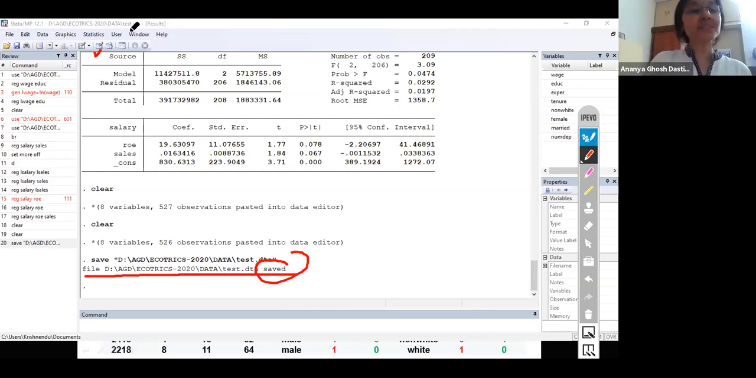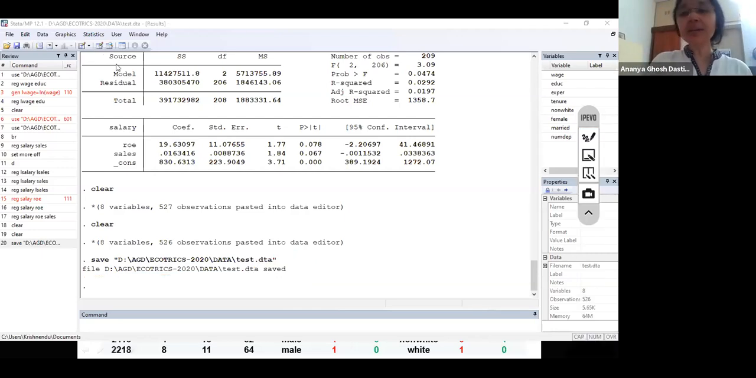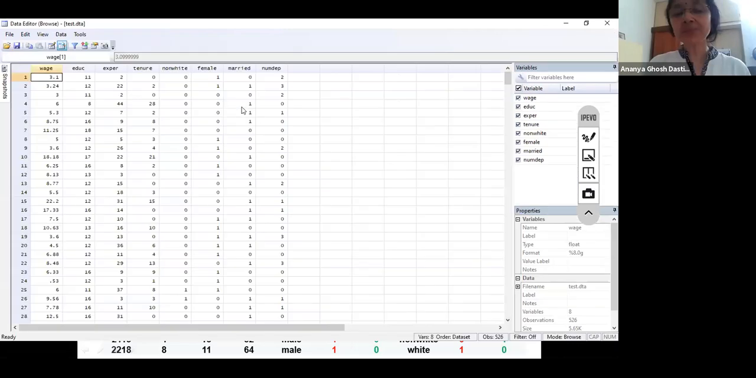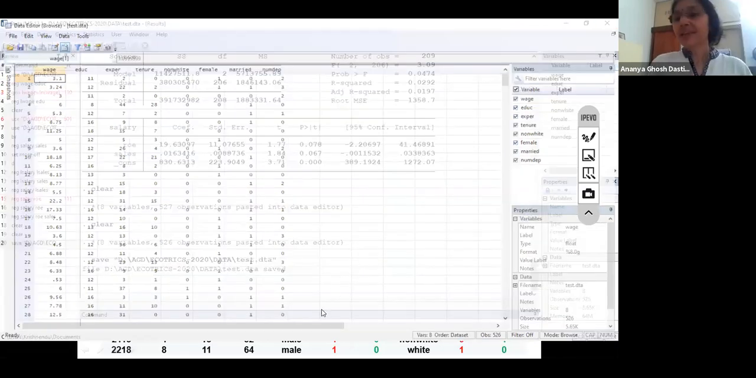If you want to see, you just click on browser and you will be able to see the data. Now the good thing about browser is that you cannot change the data by mistake. In browser you can only see. You can't do anything else. Now in this data set, I have a variable called female.